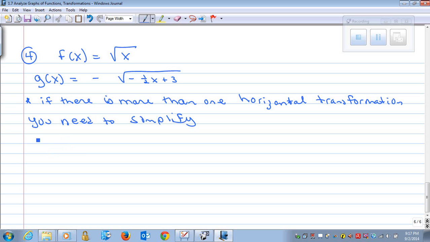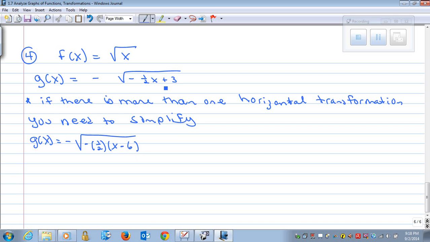When we simplify g of x, we're going to keep that negative, but underneath the radical, we're going to do a couple of things. We're going to factor out the negative, and we're going to factor out the 1/2. And then here's the tricky part. Negative 1/2 times something gives me negative 1/2 x, so that's just an x. But negative 1/2 times what gives me positive 3? Well, first of all, I need a negative, because a negative times a negative is a positive. And then what value times 1/2 would give me 3? That would be 6. So 1/2 of 6 would be 3.